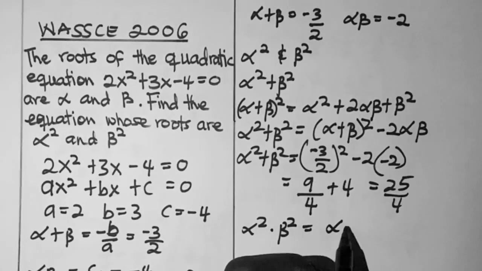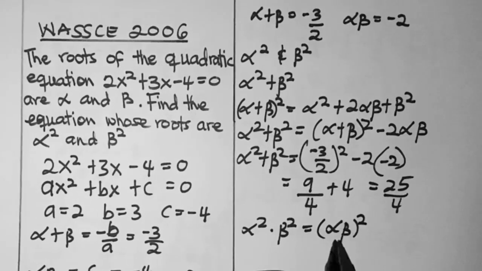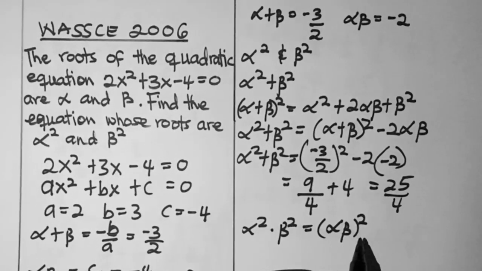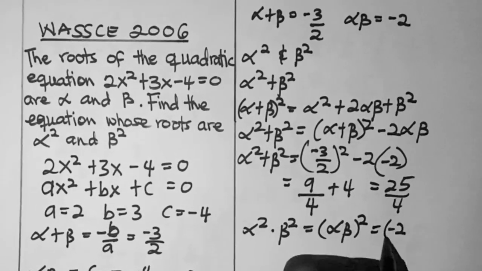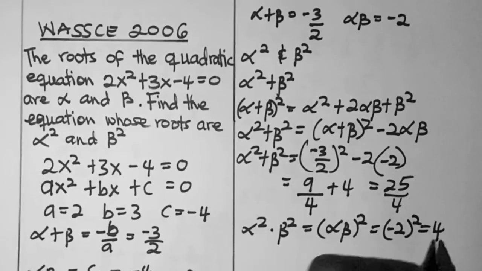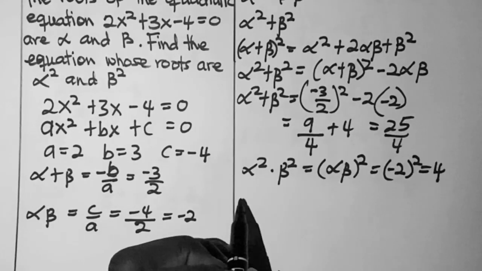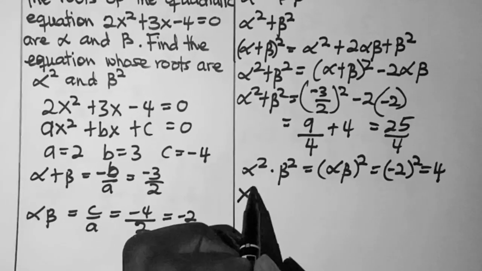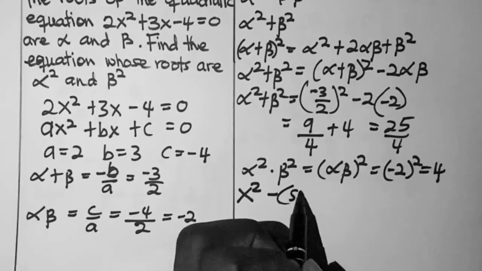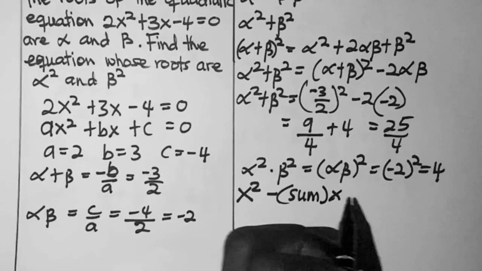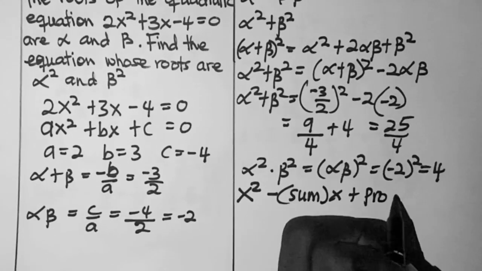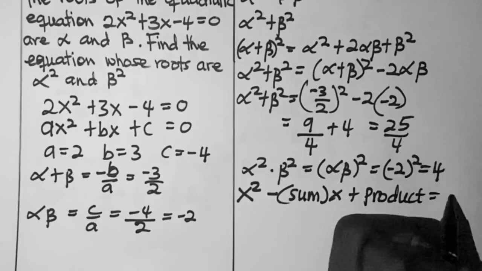Now, having found alpha squared plus beta squared, let's find alpha squared times beta squared. This is equal to alpha beta all squared. Now, alpha beta is -2, so this is equal to -2 squared, and that is equal to 4. So the new equation is given by the formula x squared minus the sum of the roots times x plus the product of the roots equals 0.